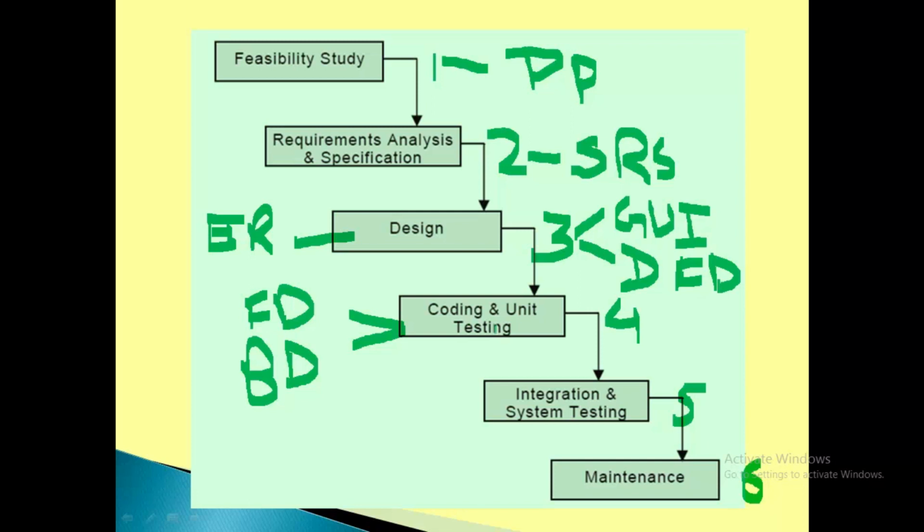Now once phase 4 is done, coding is complete, integration and system testing is done. Integration is integrating all the different modules which were developed in phase 4, and system testing means to test the entire system in total, whether it is working in a smooth manner or not after being integrated. And lastly, maintenance is a very important part.